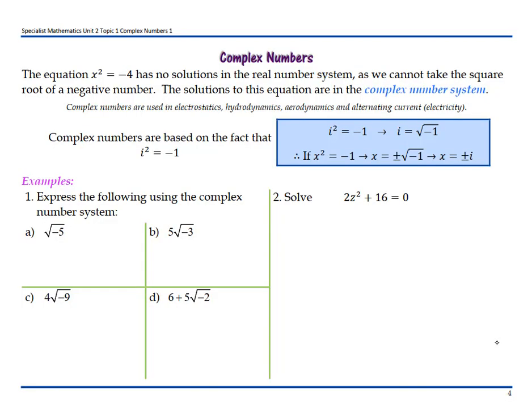This video provides an introduction to complex numbers. Now, in the past, equations such as x squared equals -4 or x squared equals anything negative had no solutions, and that's because we were looking at the real number system, and we can't take the square root of a negative number. Now, there are solutions to this equation in the complex number system, which is what we're going to be dealing with when looking at complex numbers.